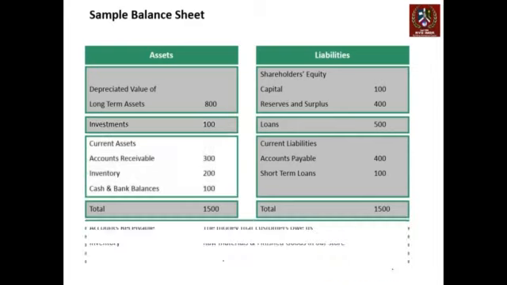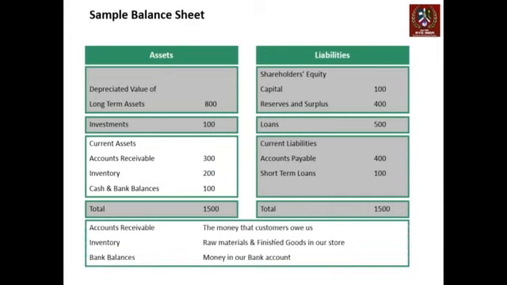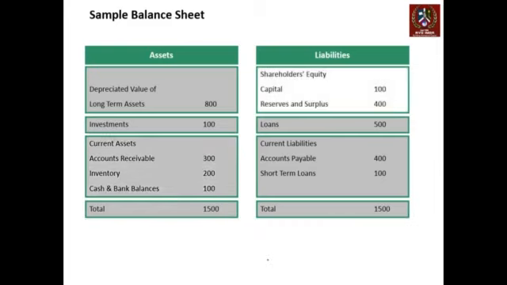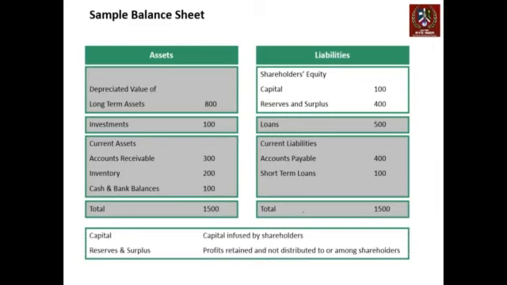Then you have current assets: accounts receivable, money that customers owe us; inventory, raw materials and finished goods in our store; and bank balances, that's money in our bank account. Correct? The money that we own or hold in our bank account is our bank balances, or cash and bank balances. On the liability side, you have share capital, which is the initial capital infused by the shareholders.